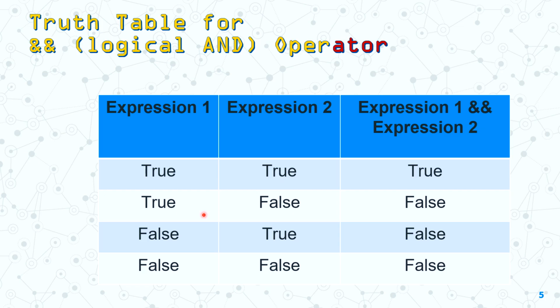If expression 1 is true but expression 2 is false, the whole thing becomes false. If the first is false and the second is true, it's going to be false. And of course, if they are both false, the result is false.